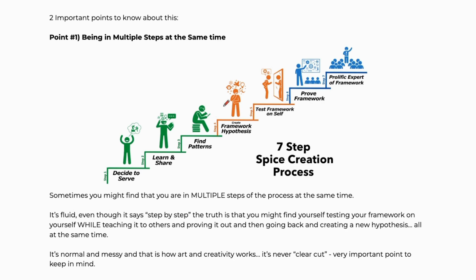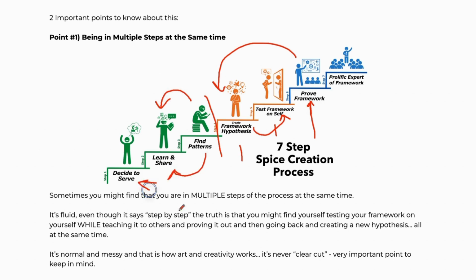Now, as she's working through making her core framework, she's finding that she's in step 4, step 5, and step 6 at the same time. As she's proving out her framework, she's going out and creating another framework hypothesis, and then she's testing it on herself, and then going over here. Same thing, you might be in finding patterns as well as learning to share, and then still struggling with deciding to serve. And so it's very common that you might be in multiple steps at the same time, right? You might even find that you start to become the prolific expert while you're still proving out your frameworks with other people. And so that's very, very common.